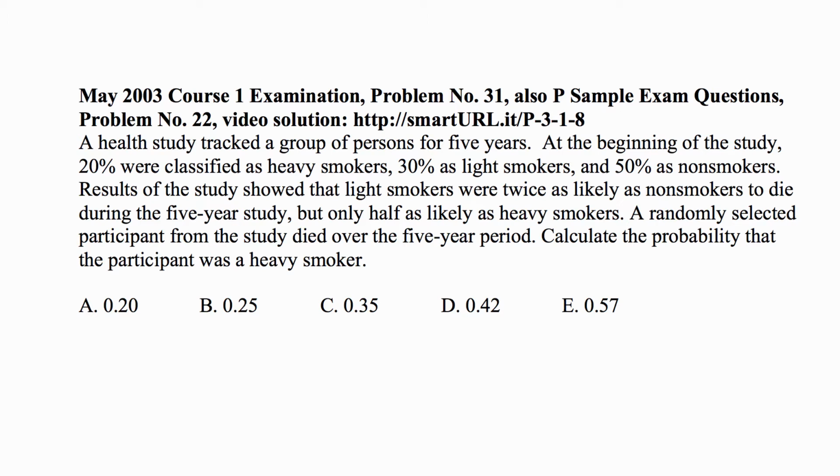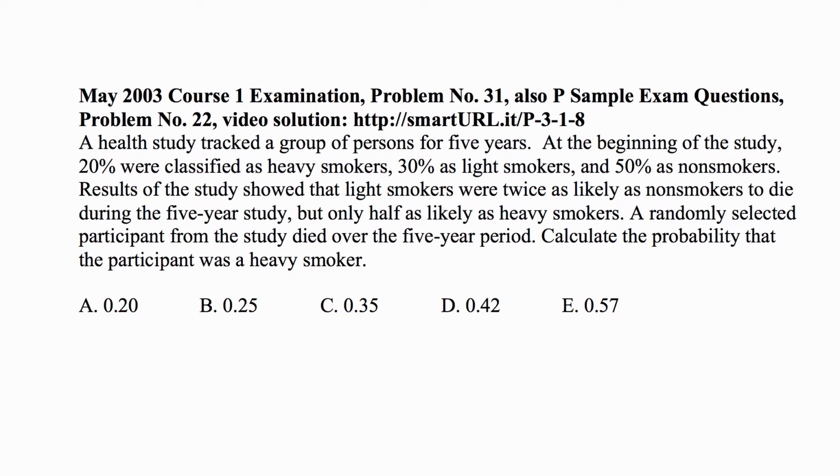Here's the problem for today. A health study tracked a group of persons for 5 years. At the beginning of the study, 20% were classified as heavy smokers, 30% as light smokers, and 50% as non-smokers. Results of the study showed that light smokers were twice as likely as non-smokers to die during the 5-year study, but only half as likely as heavy smokers. A randomly selected participant from the study died over the 5-year period. Calculate the probability that the participant was a heavy smoker.